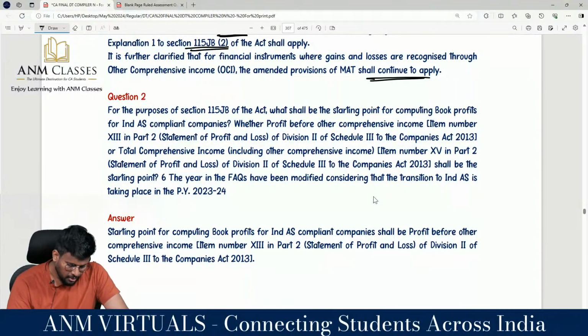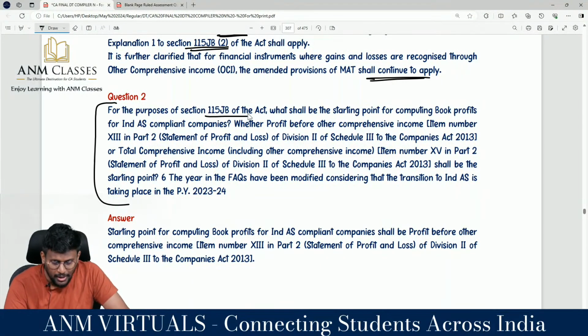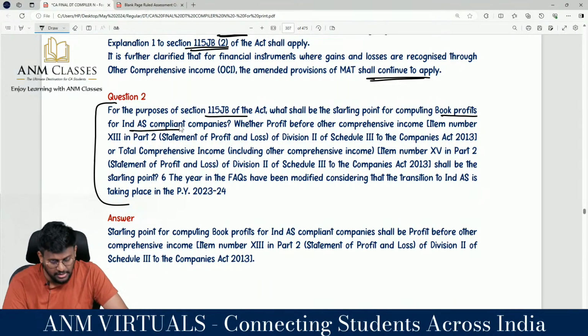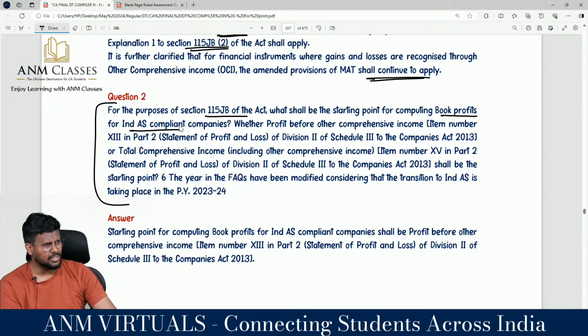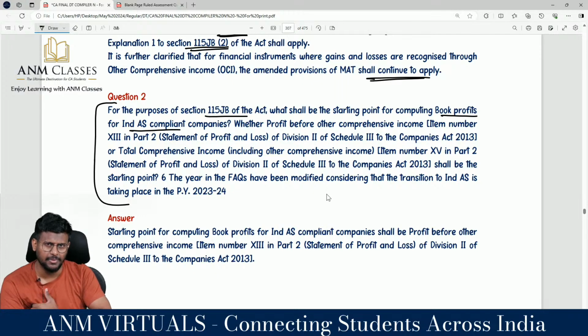Right. Sir, for the purpose of 115JB of the Act, what shall be the starting point for computing book profit for Ind AS compliant companies, is the question. For an Ind AS compliant company also, net profit as per P&L account is the starting point. But from that net profit we will make all the 115JB subsection 2 normal adjustments and we will come to book profit as per section 115JB subsection 2. From there we will be doing 3 adjustments, and we will get the book profit for an Ind AS company.